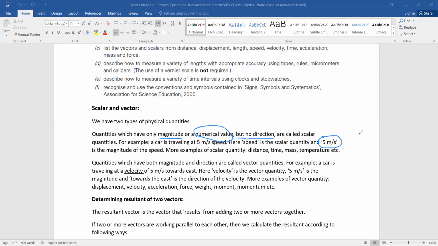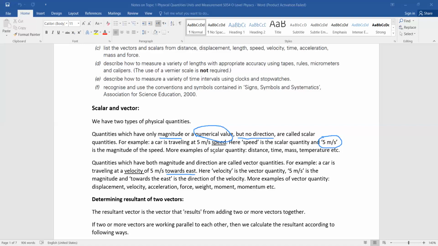And a vector quantity, you know that one also has direction, right? So this one is very clear to you. Here we gave direction: a car is traveling at a velocity of 5 meter per second towards east. So it's not only giving the magnitude, 5 meter per second, it also gives us the direction. So that's why it is a vector quantity.